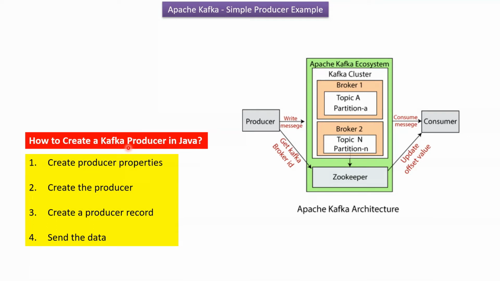To create a Kafka producer in Java, we have to follow 4 steps. First, we have to create producer properties. Then we have to create a producer. Then we have to create a producer record. Then we can send the data. We will see how to do that.